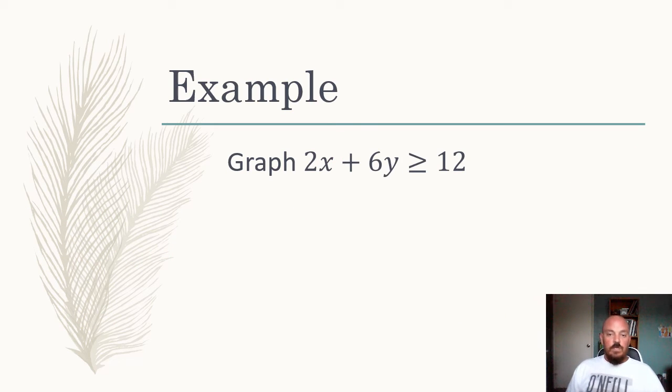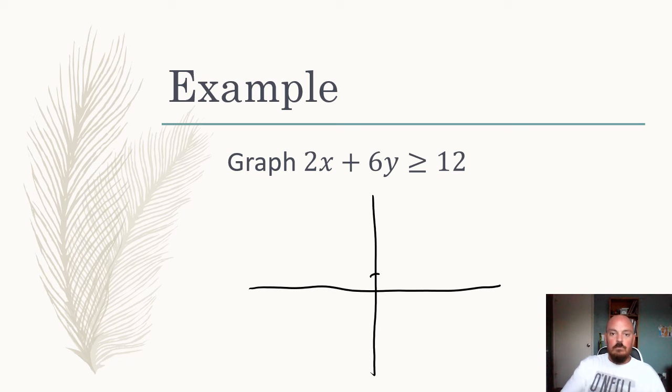All right, for this one, we are going to graph 2x plus 6y is greater than or equal to 12. We draw on a coordinate plane again. Now this graph is in what we call standard form, or what we sometimes call general form. It's not y equals mx plus b, so I don't know the slope right now.